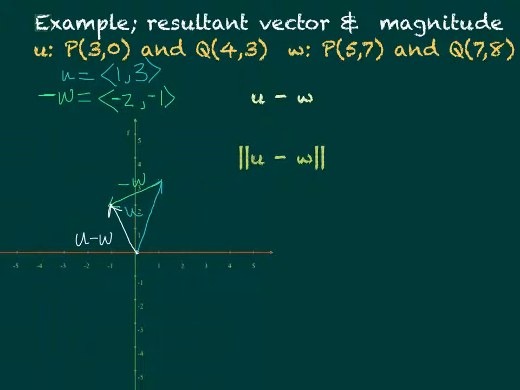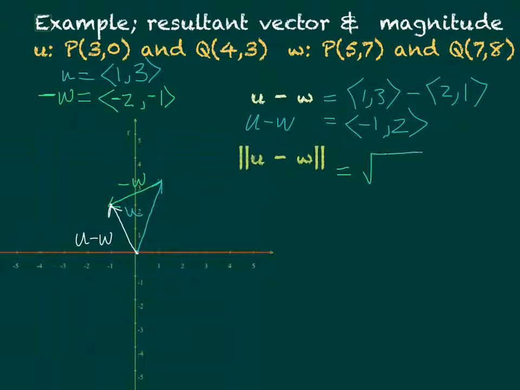Okay, so now let's mathematically do that. U is 1, 3 minus 2, 1. And that's going to equal 1 minus 2, which is negative 1. 3 minus 1 is 2. So what that means is my u minus w vector should go left 1 and up 2. And that's what happens. So it must be correct.